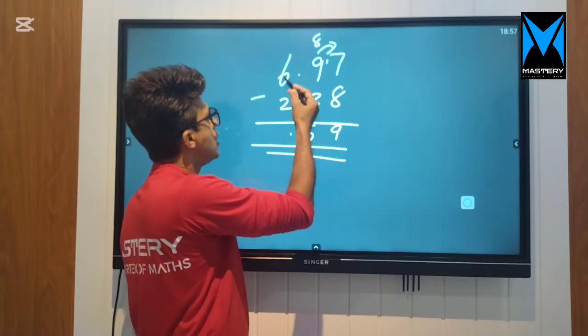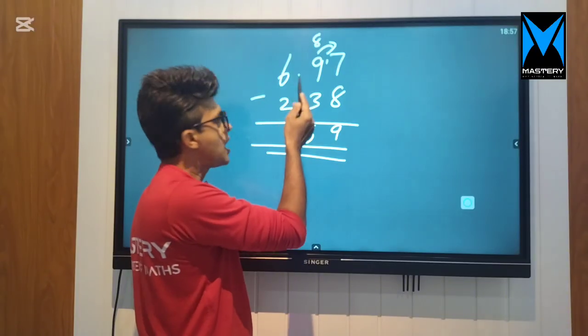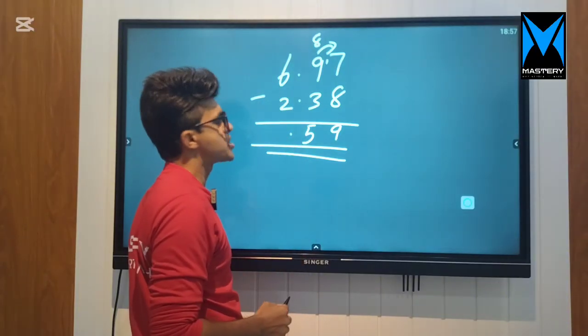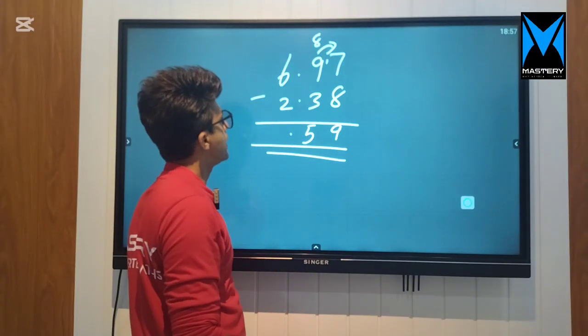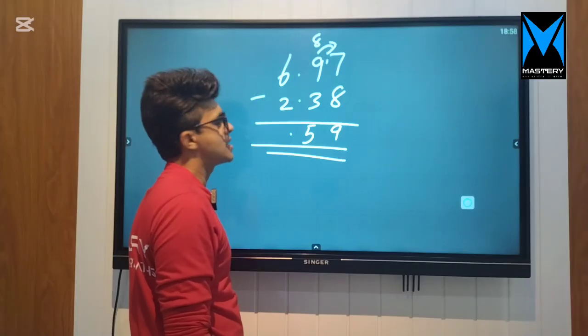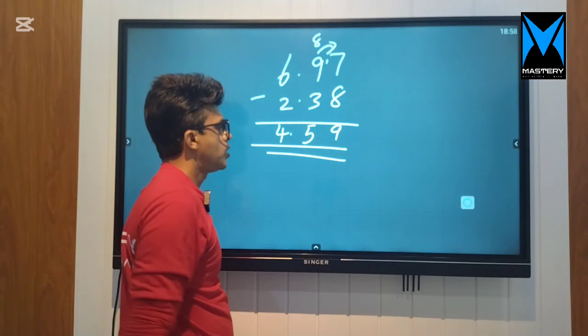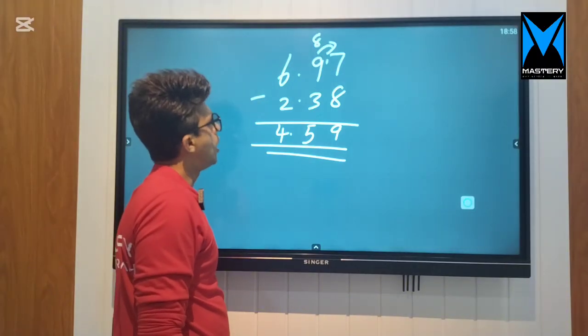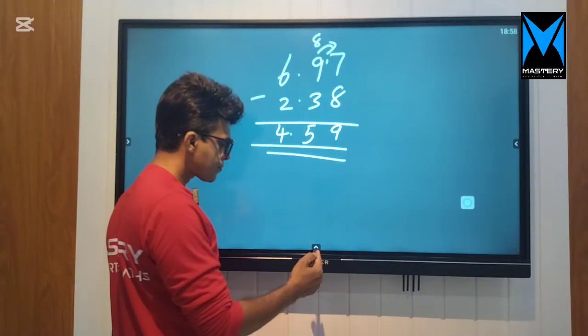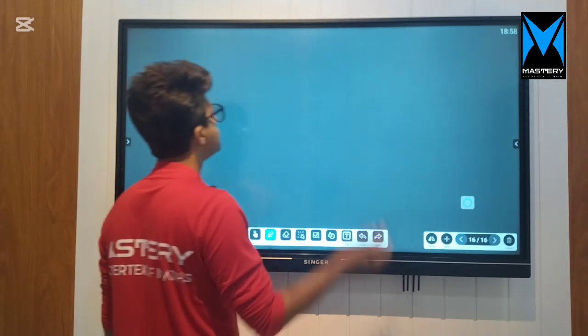Okay, so here we haven't taken a digit from this 6. Therefore, that remains. I mean, this is not changed. This 6 is not changed. So therefore, 6 minus 2 is 4. So the answer is 4.59. Think of this one.